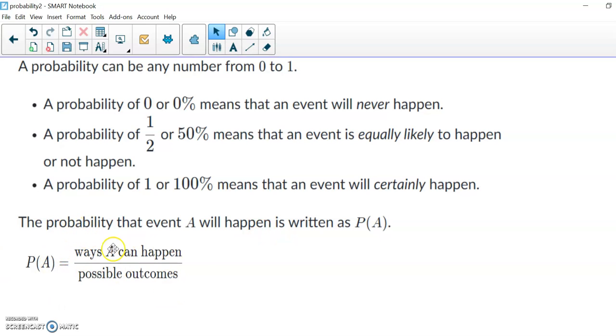And the way you calculate a probability is the top is the ways that that can happen. Those are favorable outcomes on the top. And the bottom are total possible outcomes, so total ways it can happen. So favorable over total. And the way you write probability is a P, an open parenthesis, your favorable outcome, and then a closed parenthesis, and you read this P of A.